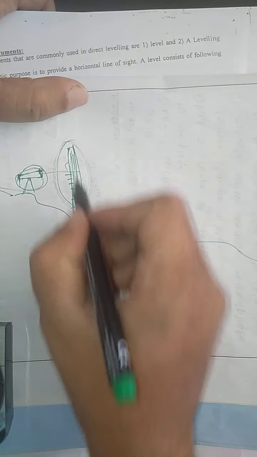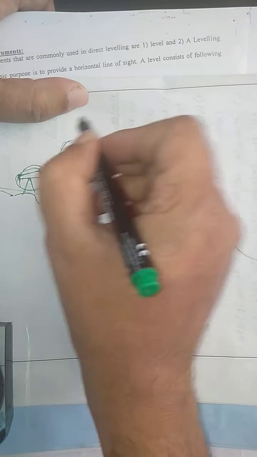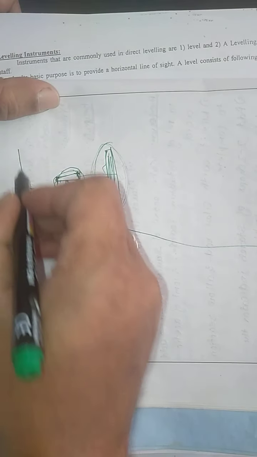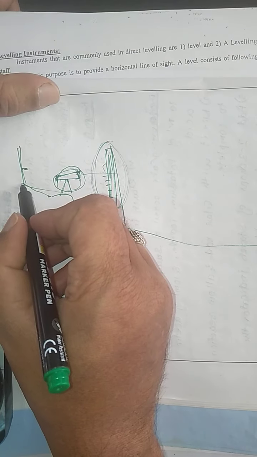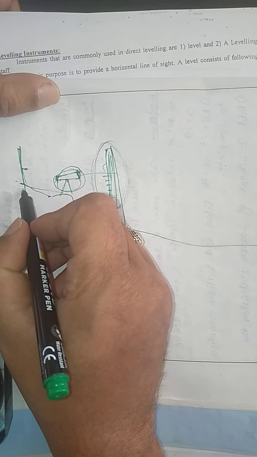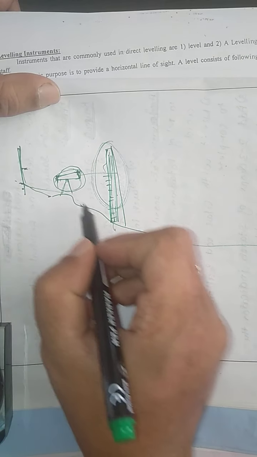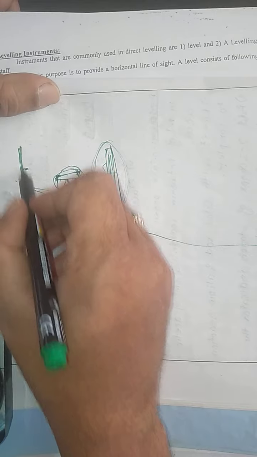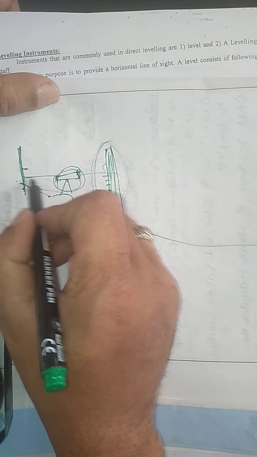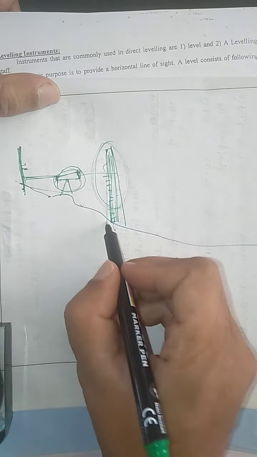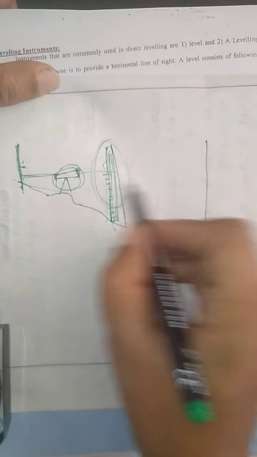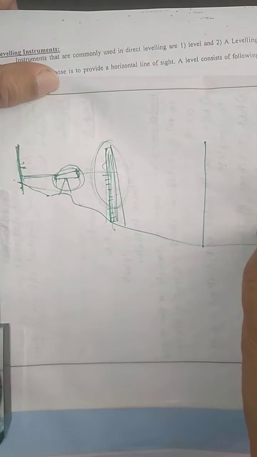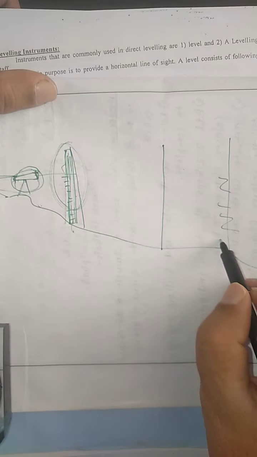This staff will be continuously moving. Prior to this point, probably your staff was here. Here you can see that the staff is at a higher level as compared to your telescopic instrument. It was here, and we have taken the reading over here. Then we shift it over here and take the reading over here. Then again we shift it and take the readings over here.